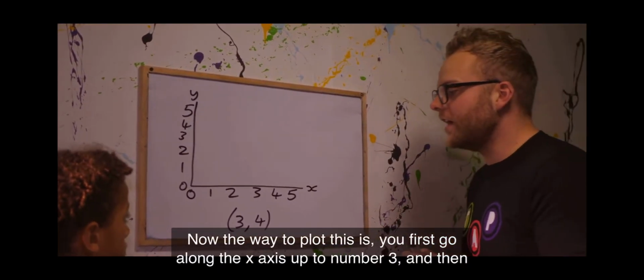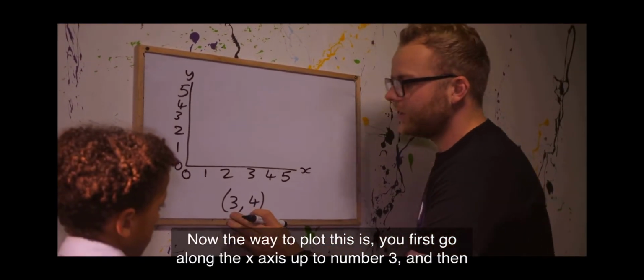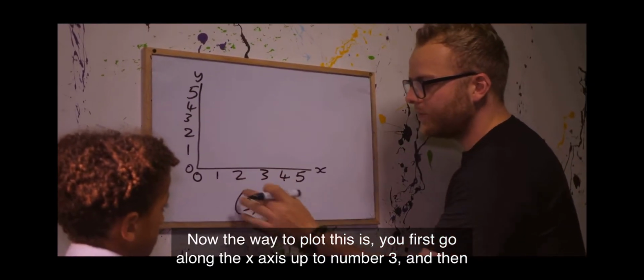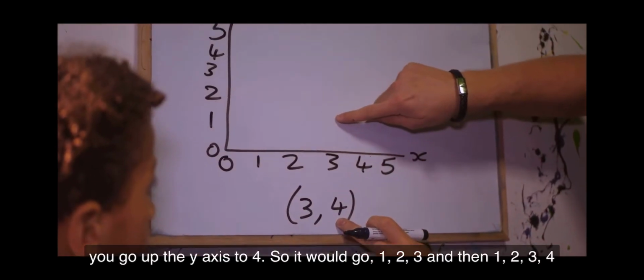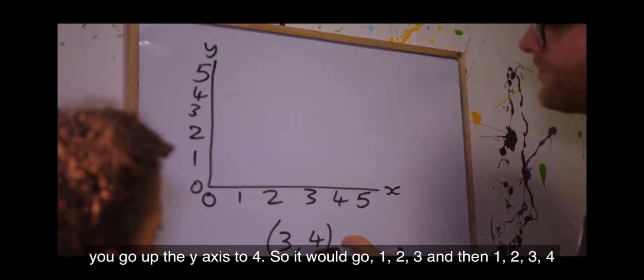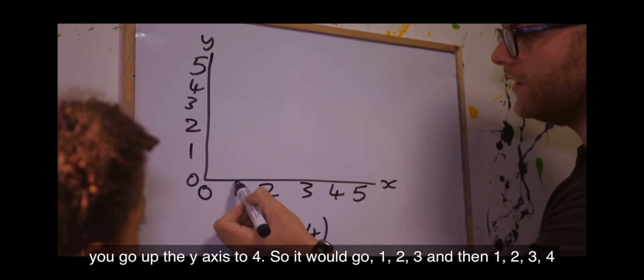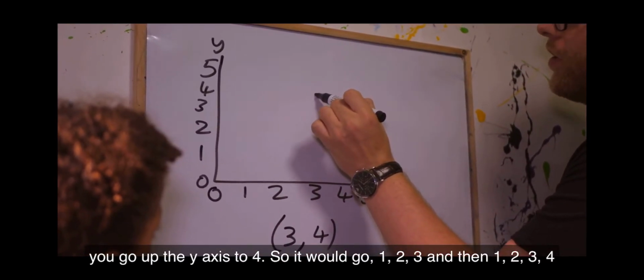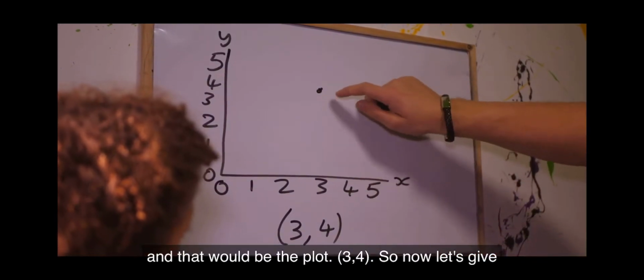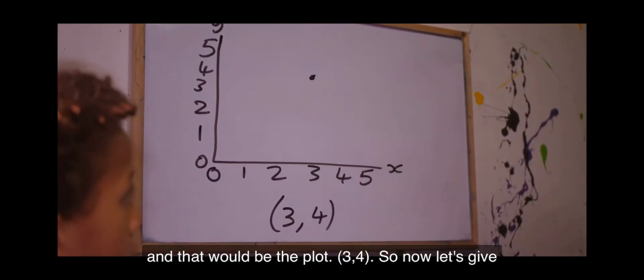Now, the way to plot this is you first go along the x-axis up to number 3, and then you go up the y-axis to 4, okay? So it would go 1, 2, 3, and then you go 1, 2, 3, 4. So that would be the plot, (3, 4). Does that make sense?